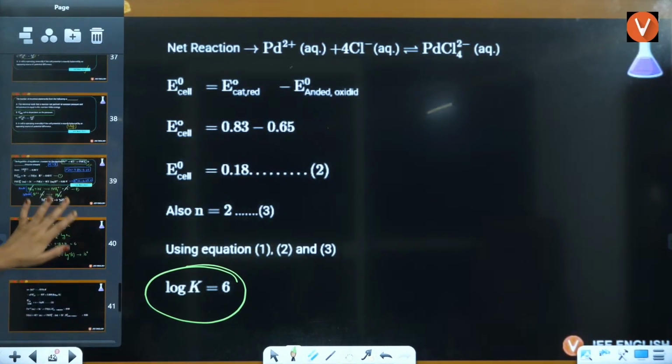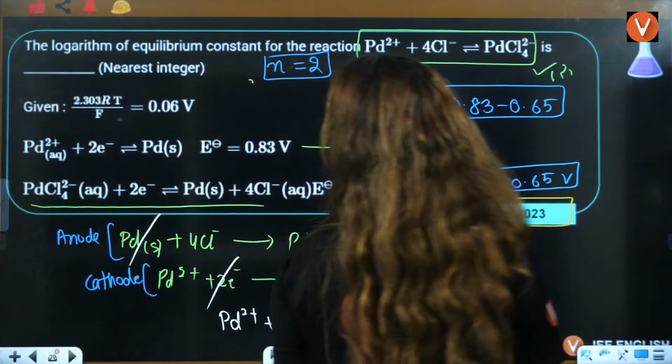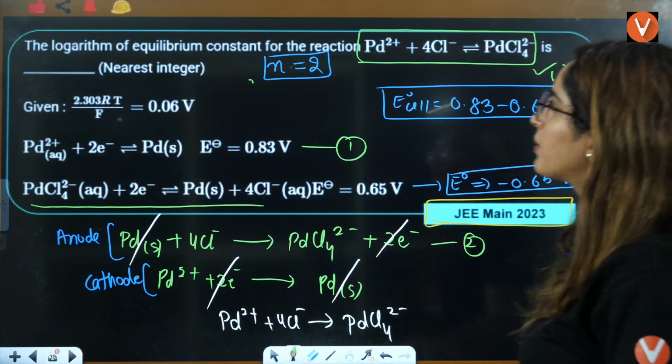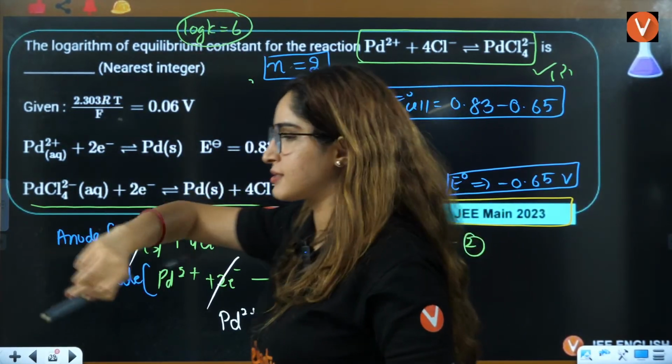Were they asking you log value or anti-log value? They were asking you log value only. They are asking you the logarithm of the equilibrium constant. So log K is coming out to be 6.